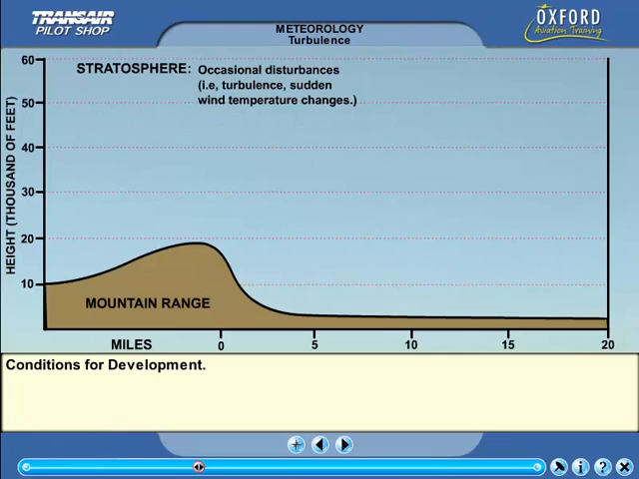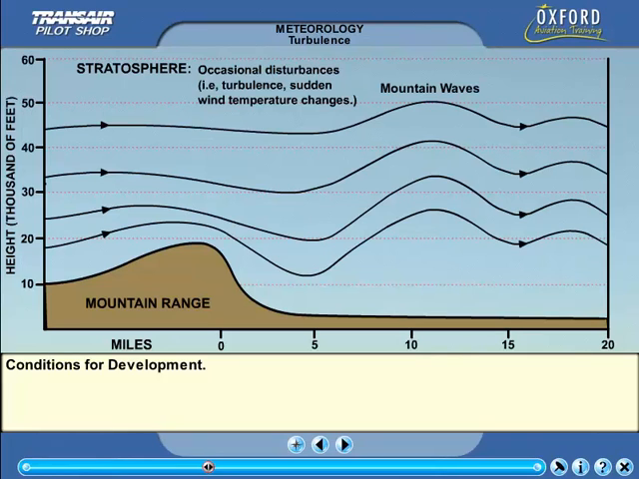There is another area where the airflow can be significantly disturbed to generate significant turbulence and potentially very hazardous conditions. Looking at the diagram, we can see a mountain with horizontal airflow from the left. As the air flows over the mountain, it starts to oscillate in a wave-like pattern. These oscillations are known as mountain waves, lee waves, or standing waves.